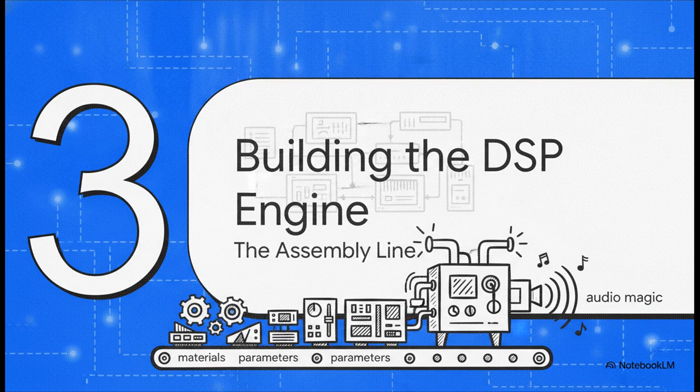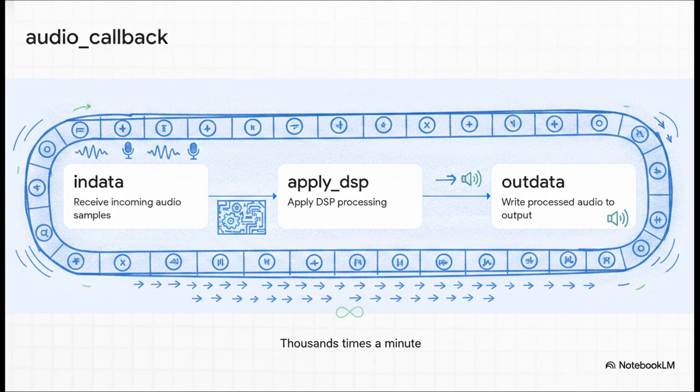Let's build the DSP engine, our continuous audio assembly line. The absolute beating heart of this script is a callback function named audio_callback. I really want you to picture this function as a continuously moving conveyor belt that operates in 3 distinct rapid-fire steps. Step 1, it receives a block of incoming audio samples packed neatly into an array called indata.